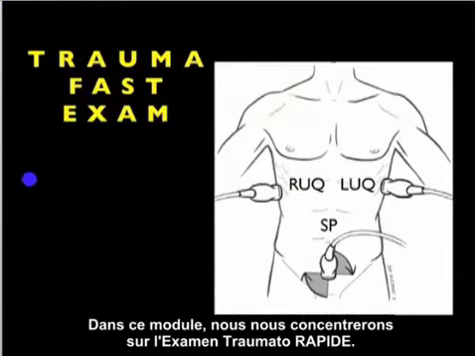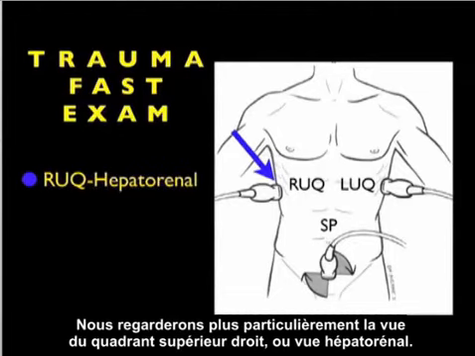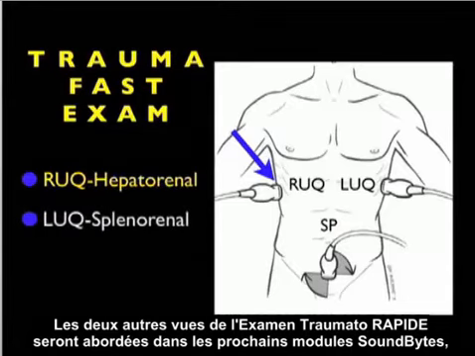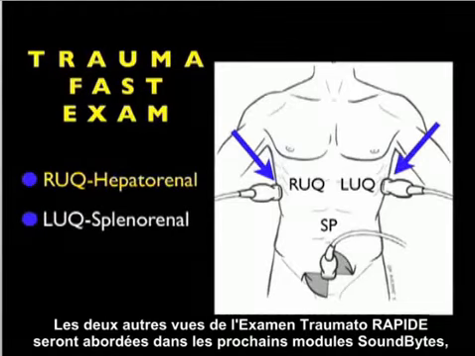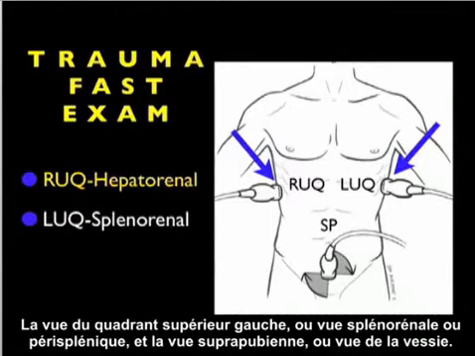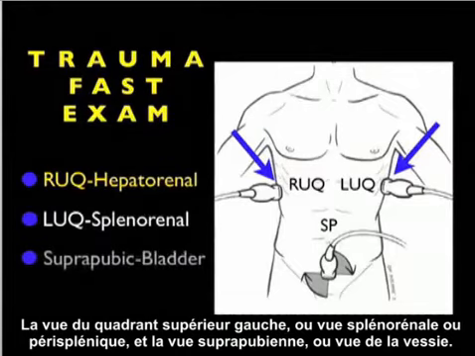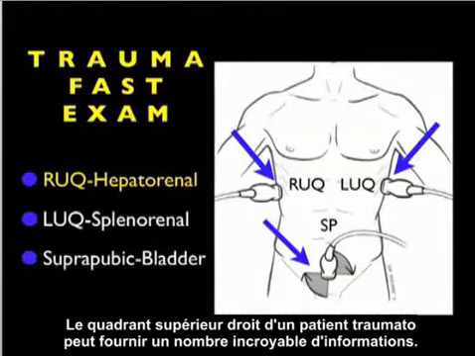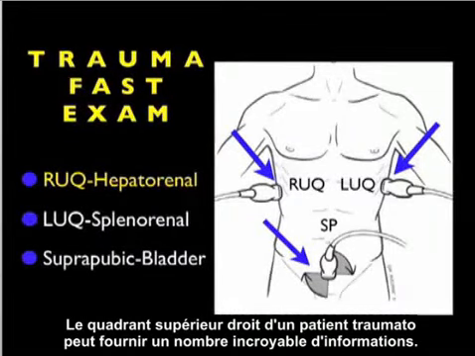In this module, we're going to focus entirely on the trauma fast exam. Specifically, we're going to look further into the right upper quadrant view, also known as the hepatorenal view. We're going to cover the two other views of the trauma fast exam in upcoming modules of Soundbites, the left upper quadrant view, also known as the splenorenal or perisplenic view, and the suprapubic view, also known as the bladder view.